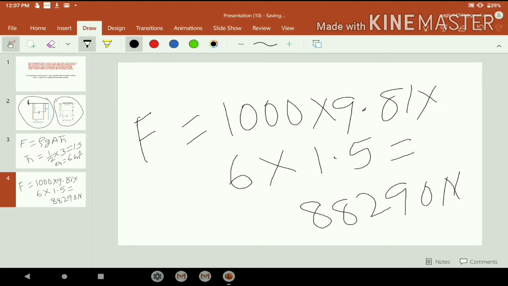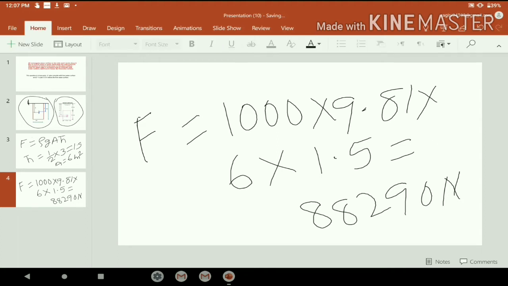Now we have to find the position of center of pressure. It means that we have to find the H star.